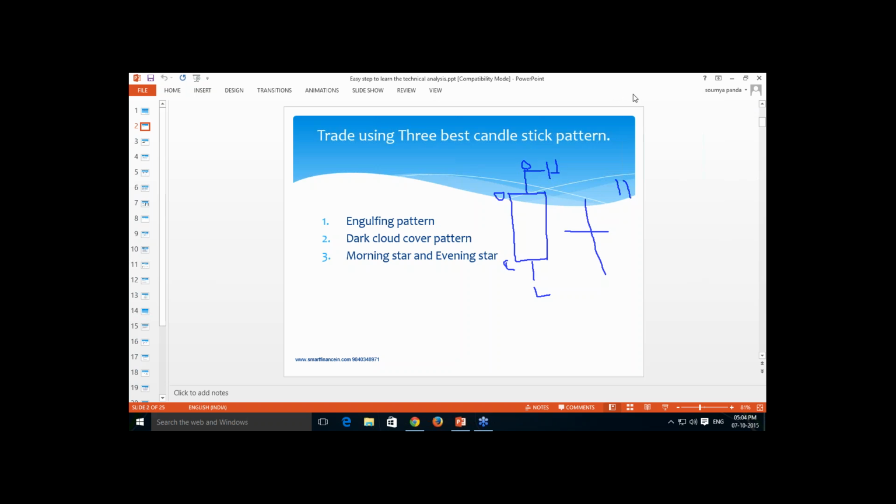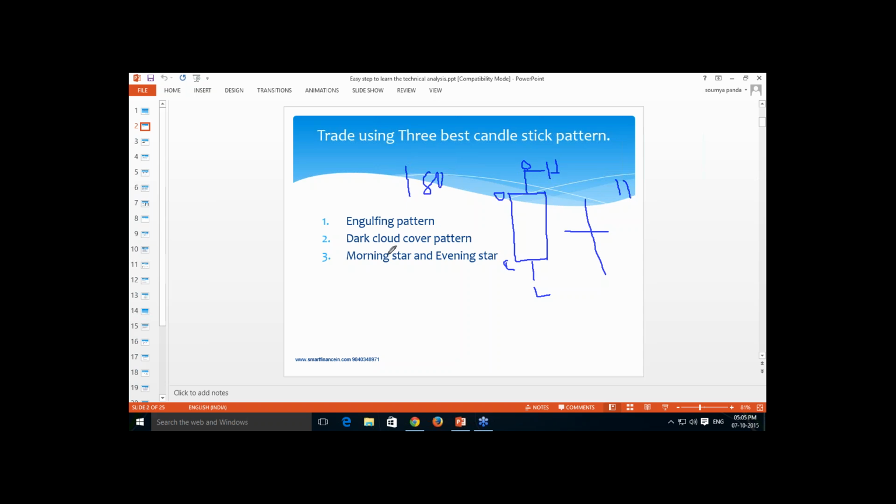So now coming to the pattern. Whenever we talk about a pattern, it is a combination of two or more candles. So it is not a single candle. The combination of two or more candles is known as a candlestick pattern. In this particular study, 180 candle patterns are available. These 180 candle patterns always guide you in deriving specific trade decisions.